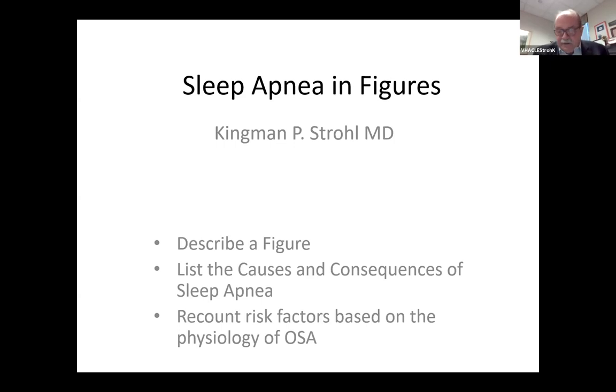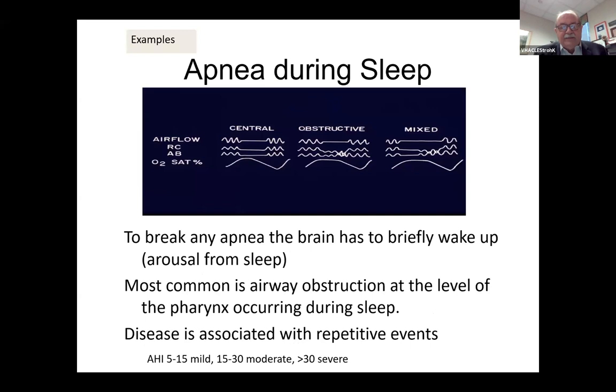So I'm going to describe a figure, list the causes and consequences of sleep apnea, and recount the risk factors based on the physiology. So you've seen this before. Apneas during sleep are defined in this cartoonish way. Airflow is absent, as are rib cage and abdominal motion, with a fall in oxygen saturation. And I think the major thing is that at the break in apnea, the brain has to briefly wake up, at least the brainstem has to briefly wake up.